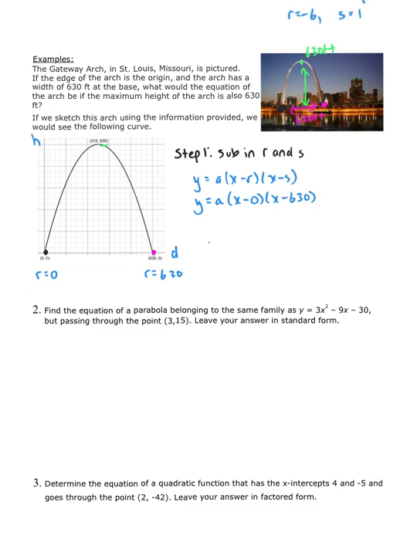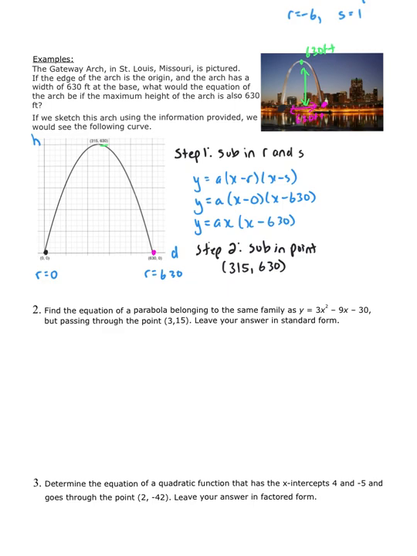Remember to subtract each of those. x minus 0 is simply x. So I'm going to simplify that. I'm not going to leave minus 0 there. So I'm going to write that as ax, x minus 630. So I don't need the brackets here anymore because I'm multiplying a by x. So I don't need the brackets around x because it's no longer a binomial.